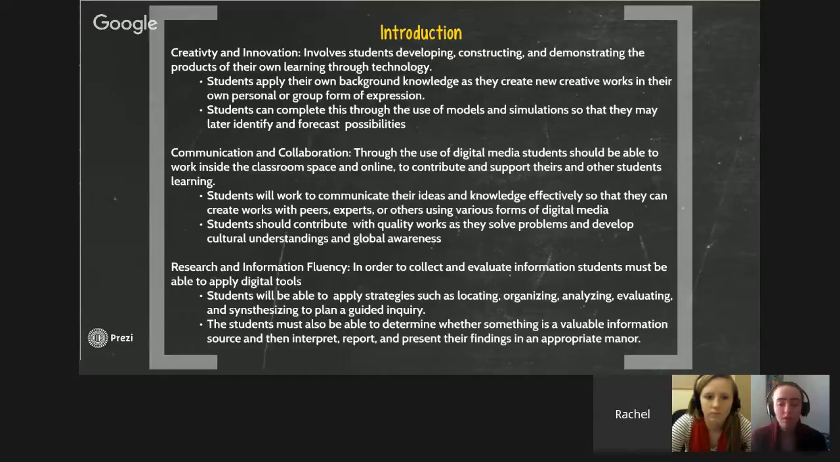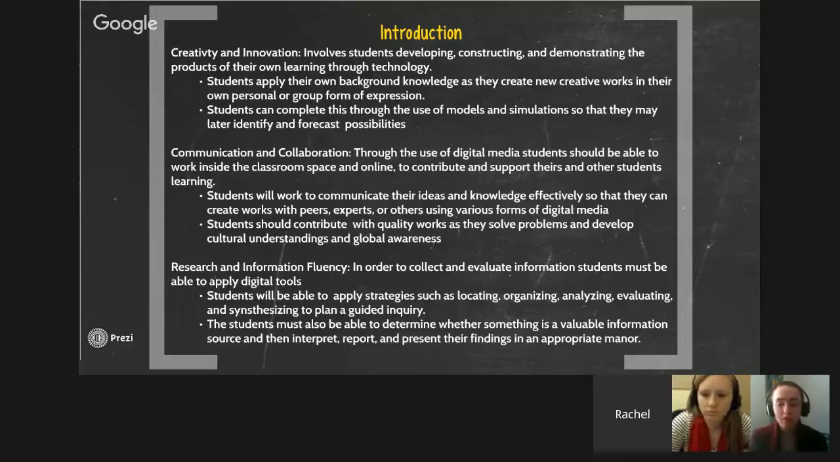And then you have communication and collaboration, which is through the use of digital media. Students should be able to work inside the classroom space, and this was important, it was online as well. It's not just the classroom. Obviously, we're talking about digital technology. So the students will work to communicate their ideas and knowledge effectively so that they can create works with peers, experts, or others using various forms of digital media.